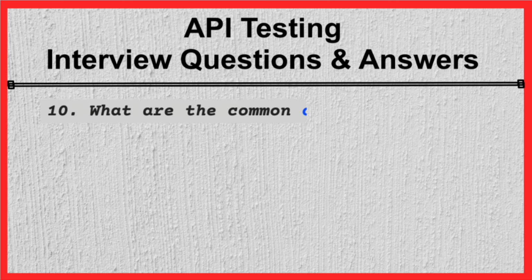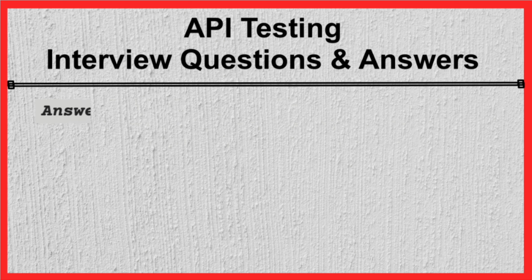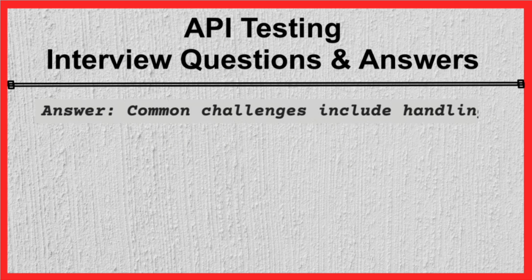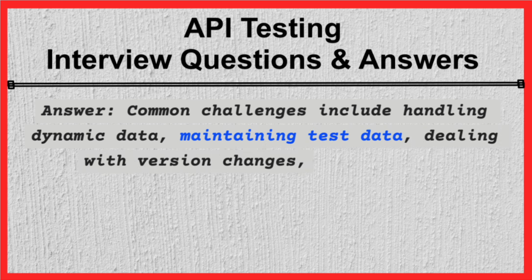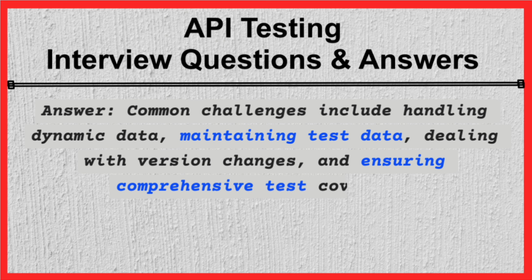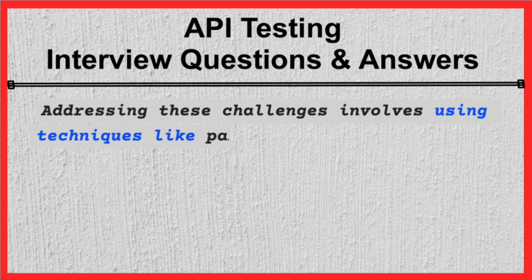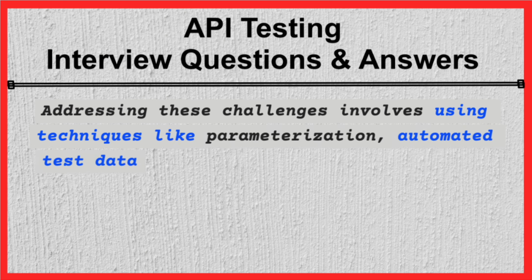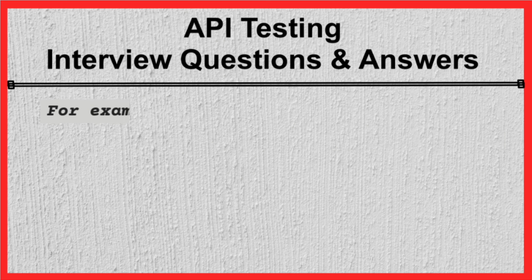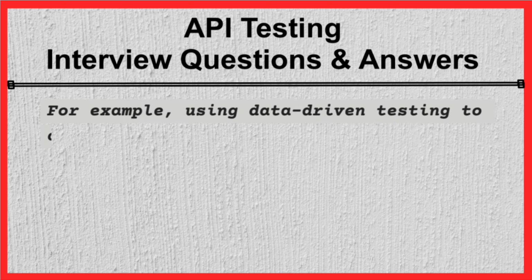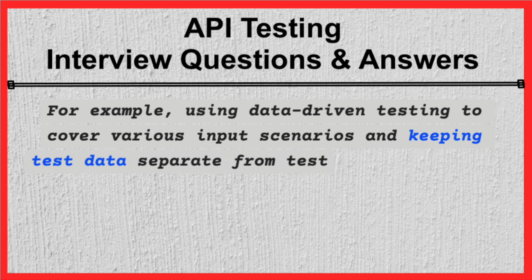10. What are the common challenges in API testing, and how could you address them? Answer. Common challenges include handling dynamic data, maintaining test data, dealing with version changes, and ensuring comprehensive test coverage. Addressing these challenges involves using techniques like parameterization, automated test data generation, version control, and regular test suite reviews. For example, using data-driven testing to cover various input scenarios and keeping test data separate from test scripts to ease maintenance.